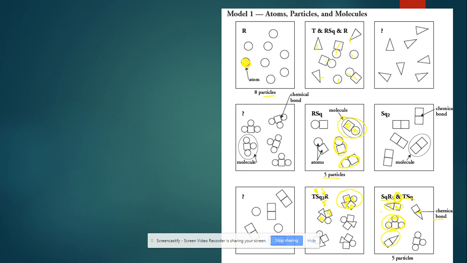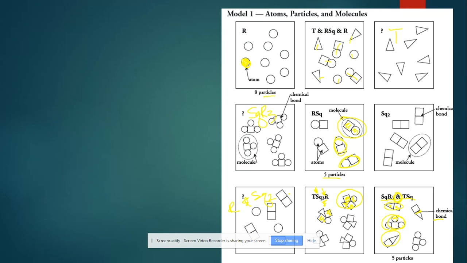And then finally, 6E is asking us to write codes for the question marks. This guy clearly is all triangles, is going to be a T. This guy, we've got a square and three rounds, so SQR3. And last but not least, we have round and square two. So those are our unlabeled samples.